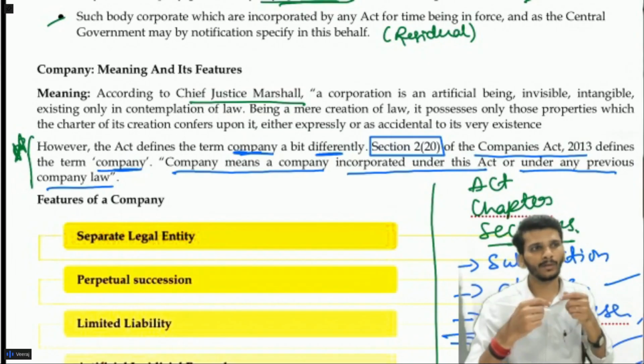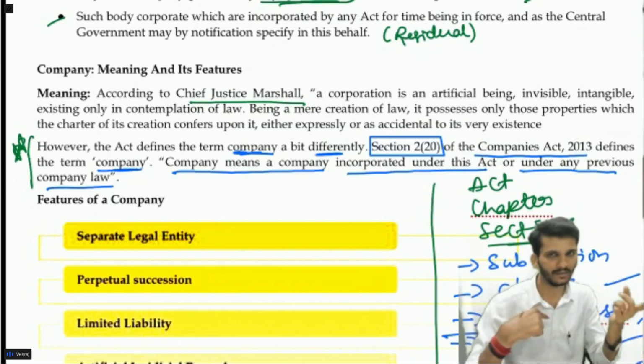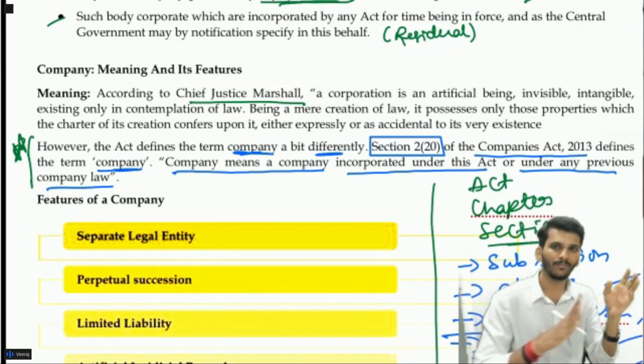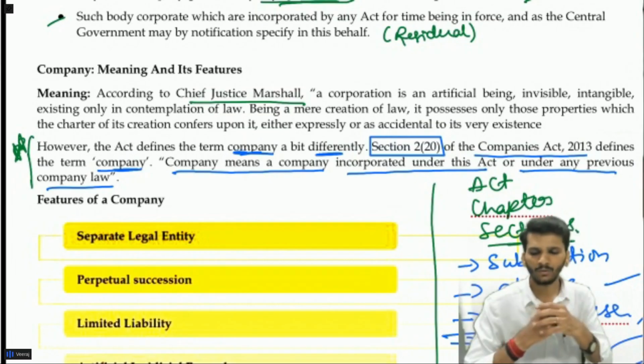Sir, I am incorporated under 1956. Yes, you are a company. Sir, 1908, you are also a company. In simple terms, if you have registered under any Companies Act in India, then you are a company. Sir, only by looking into this, how can we know what is a company?